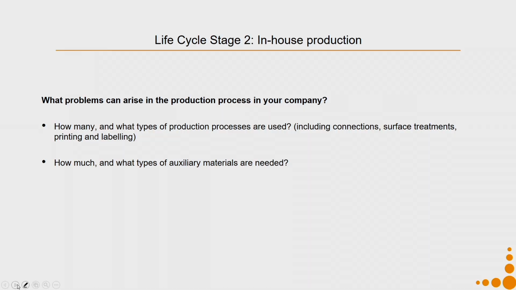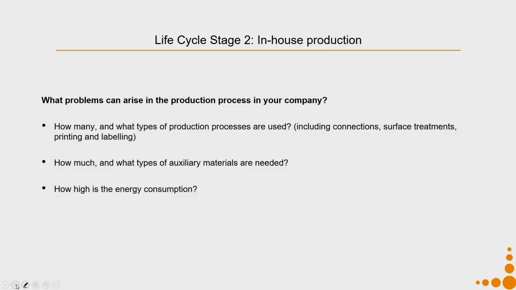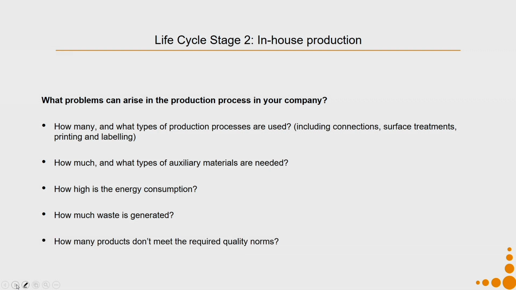How much and what types of auxiliary materials are needed? The auxiliary materials are materials which are needed for running the day to day operations, which might not go directly into the product, but they are required. Say for example, if I require labels with adhesive behind them and I have another layer of paper to protect that adhesive layer, at the end of the process that back paper is a waste. How high is the energy consumption? How much waste is generated? How many products do not meet the required quality norms?